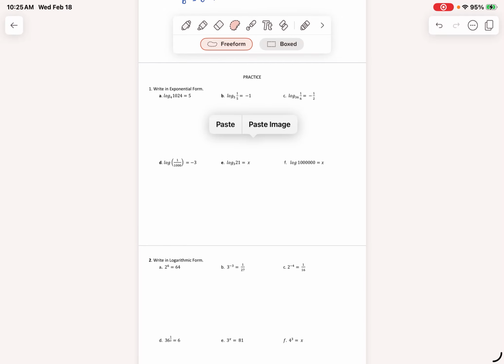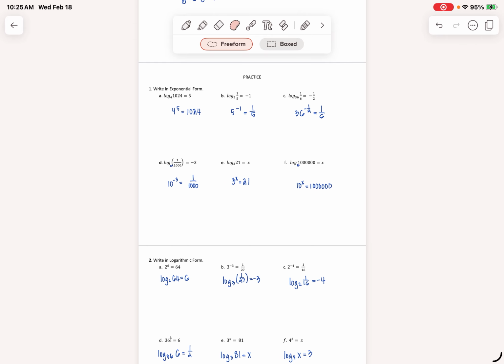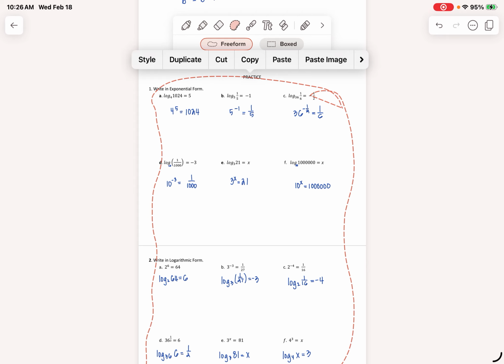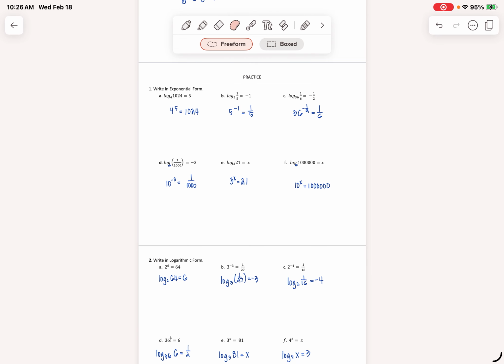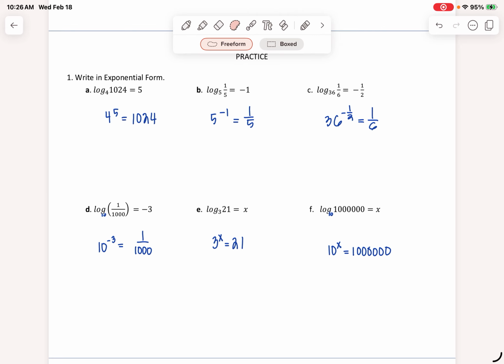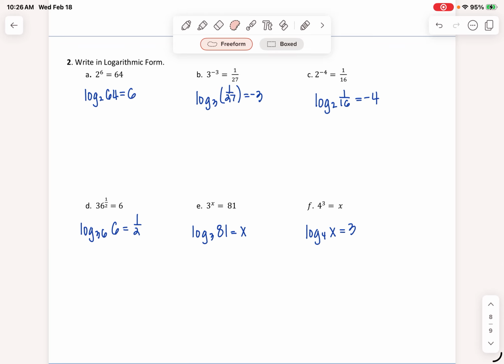All right, I'm hoping mine are still here. Paste, yes, they are. Okay, here are your answers so that you can check them. Let me just slide that in there. There we go. All right, here are the first 6. And here are the second 6. All right, that's it for our practice for today.